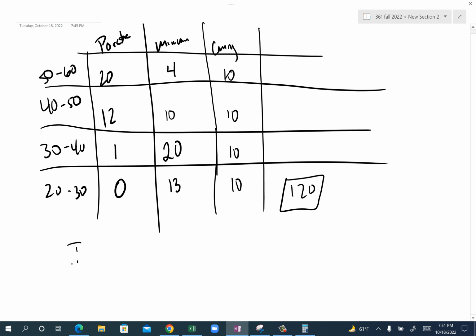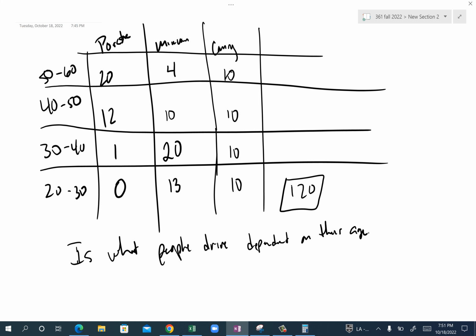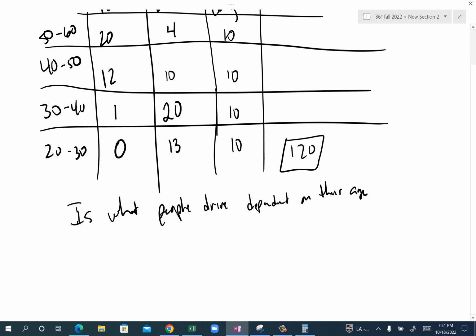Is what people drive dependent on their age? Again, based on this chart, obviously, this made up data I just concocted, obviously. Okay? And the answer is yes. Based on this, it absolutely is. Okay? How do you know that, Jay?